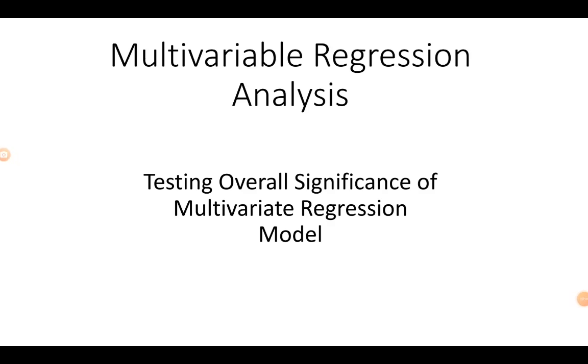Welcome back. In our last video lecture, we had a look at how to test hypotheses related to individual partial regression coefficients. And in that case, we had seen how we could use the t distribution or the t-test to test the significance of individual partial regression coefficients. Since we're talking about multivariable regression models, there is another type of hypothesis that can be tested, which is we could test for the overall significance of the multivariate regression model that has been estimated.